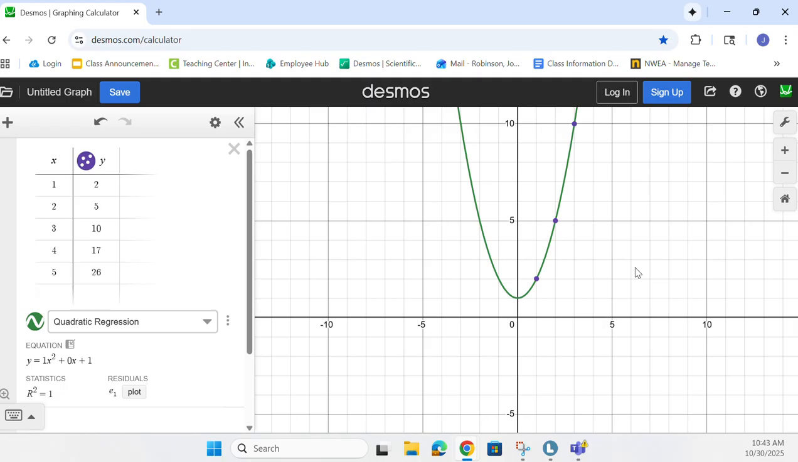Alright. Now, this one does not have any zeros, but it has a vertex. The vertex is at almost 0, 1. It may be 0, 1. Okay, moving on. Let's tie it all together now.